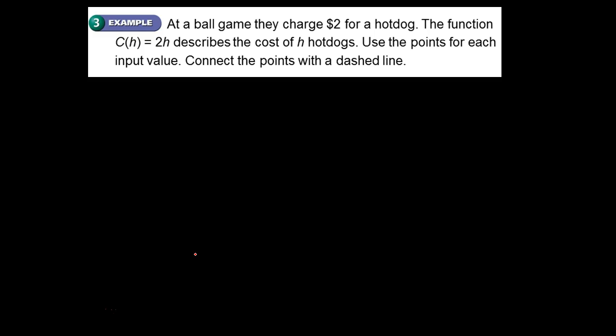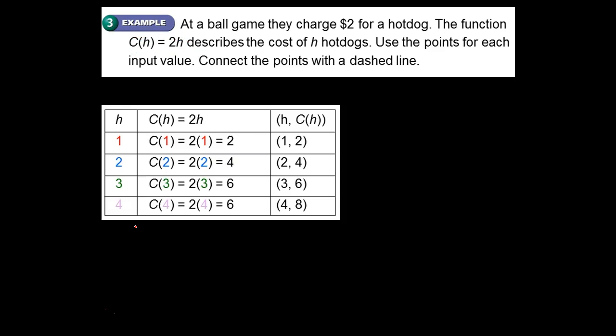Here is an example where they give you your function rule, and you're going to take your points that you create from your table and make a dashed line. So, I've created a table here for you. You can take a moment and write these points down. I picked the points I wanted. I used 1, 2, 3, and 4 for the number of hot dogs, and then I inputted into my function and got my ordered pair.